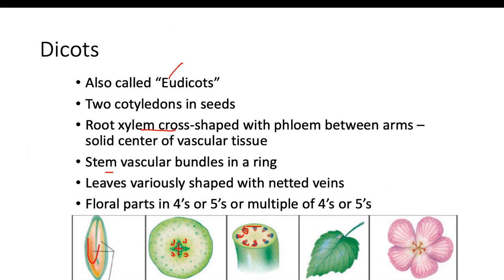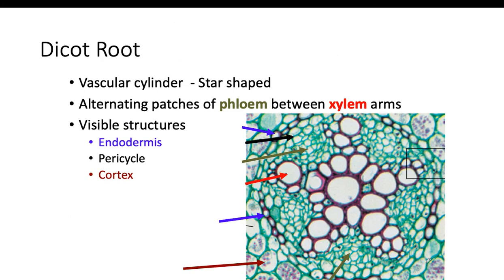All right, these are the leaves. They have more branching, definite branching, more veins. And then multiples of 4 or 5 are going to be your corolla, or your petals.